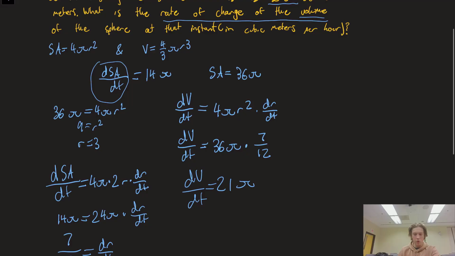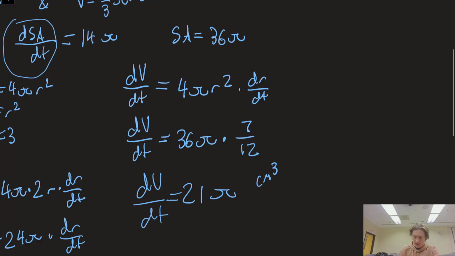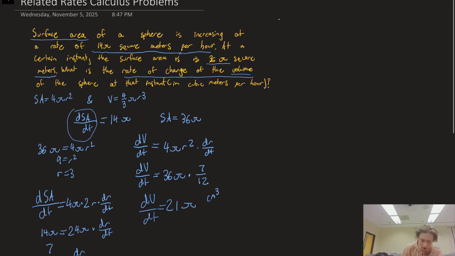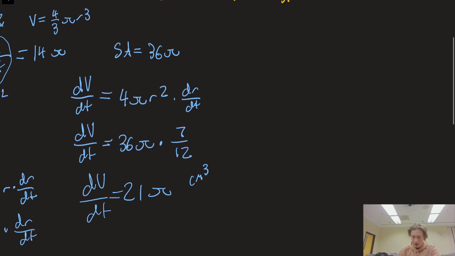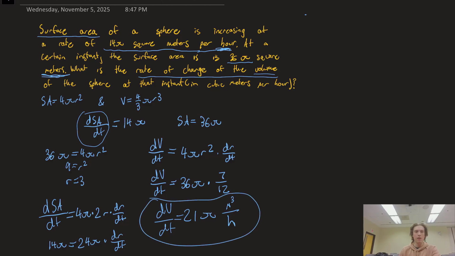So volume is usually represented with centimeters cubed, so we can start out with centimeters cubed. And then the length unit in this problem is actually meters. Okay, so we have to look a little bit closer. It's in meters, so it's meters cubed. And then now we need to find the time units. It looks like the time units are per hour. So we can take the per hour and we can say 21 pi meters cubed per hour, and that is our answer. Thank you for watching.